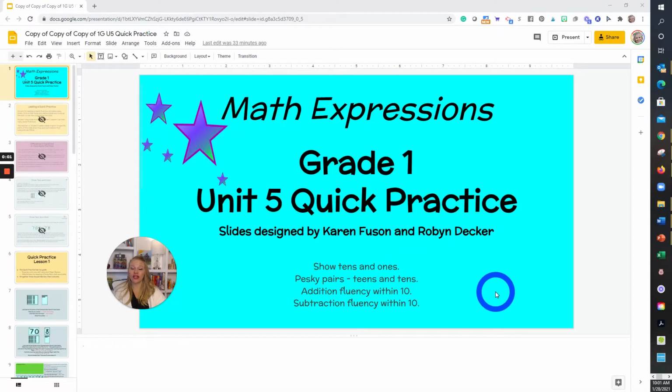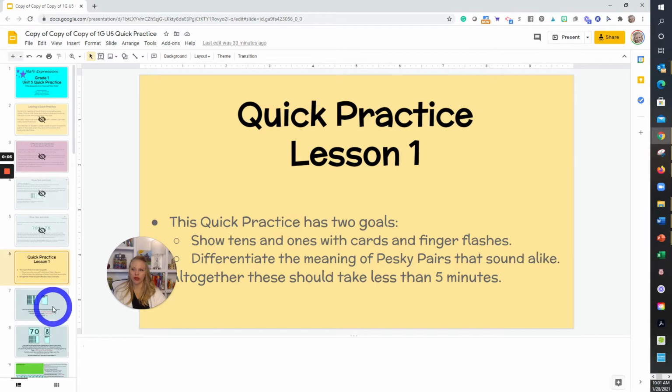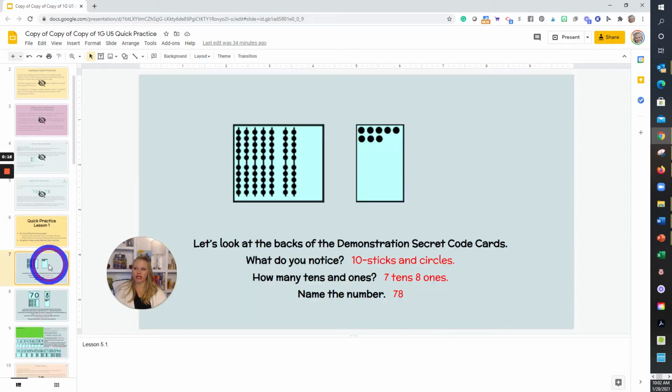All right, first grade, unit 5, let's talk about our quick practices here. So for quick practice 1, you can see we have these goals. Show tens and ones with cards and finger flashes, and then differentiate the meaning of pesky pairs that sound alike. Okay, so a reminder, these will take 5 minutes.